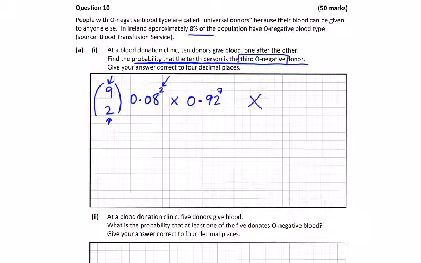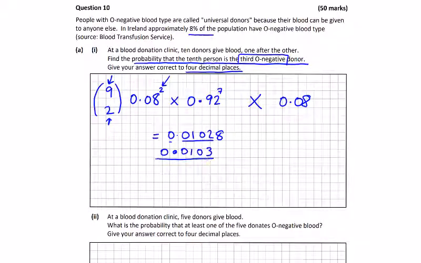And then we multiply what's happening on the 10th, which is success, third O negative, 0.08. So just calculate our use for this one. That gives me 0.01028, 4 decimal places again, 1, 2, 3, 4, so 0.0103, so 1% chance in part A here.